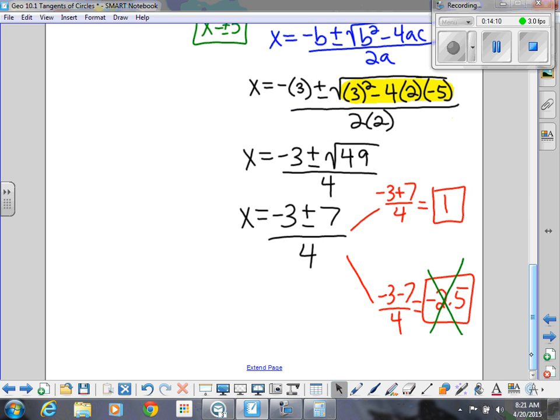Okay, so that's the only thing you would have to worry about with the quadratics: you want to make sure that your answers don't give you negative values, because that doesn't make sense in geometry. All right, we'll do some more examples in class.